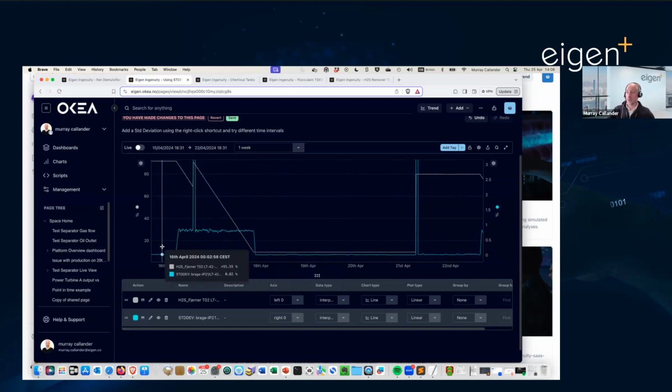There we get very nice separation between the different states. We can clearly see that when it's not flowing, it's nice and stable. We see very little change. When it is flowing, we get a big standard deviation. And when we have a fill, we get a big spike.